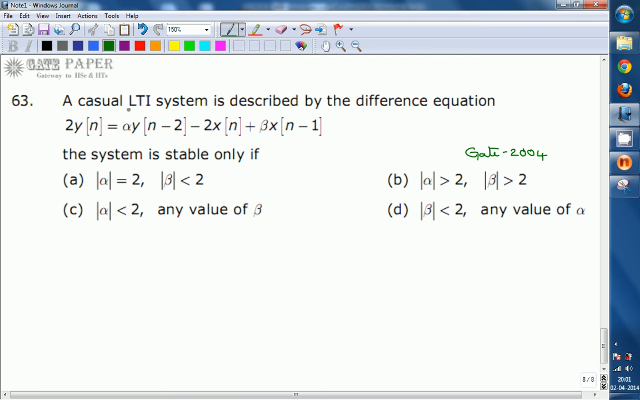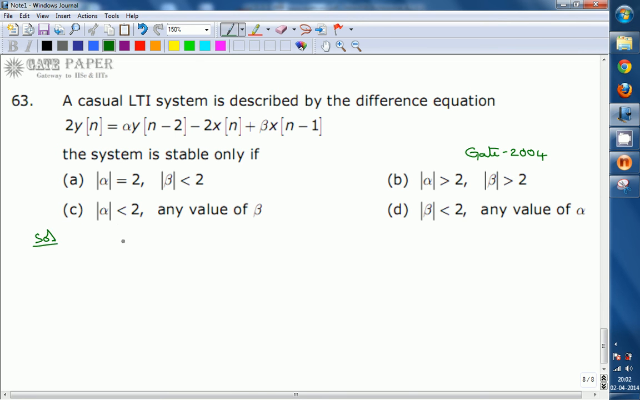So here a causal LTI system is described by the difference equation 2y of n equals alpha y of n minus 2 minus 2x of n plus beta x of n minus 1. The system is stable if and only if, we need to find the alpha and beta values for which the given difference equation describing the system is stable. So now we'll see the solution for this.